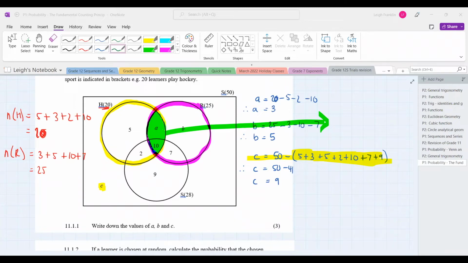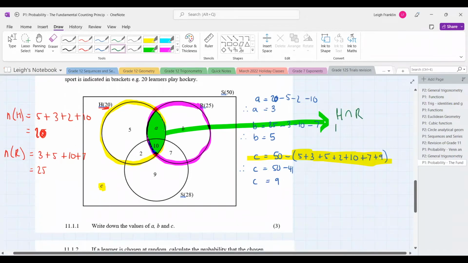Okay, so guys, the green region will be described as hockey and rugby, so hockey intersection rugby. So these are people that like to play hockey and rugby. Sure, some of them also play soccer, but they all play hockey and rugby. That weird elliptical shape, almost like an almond, represents hockey and rugby.